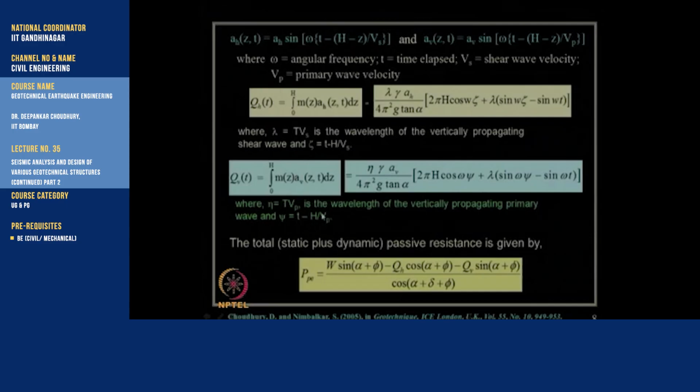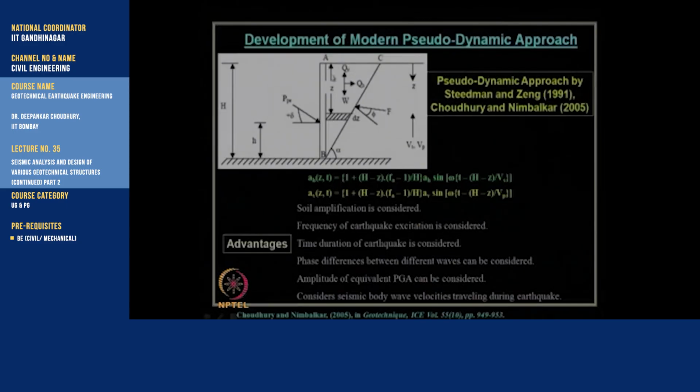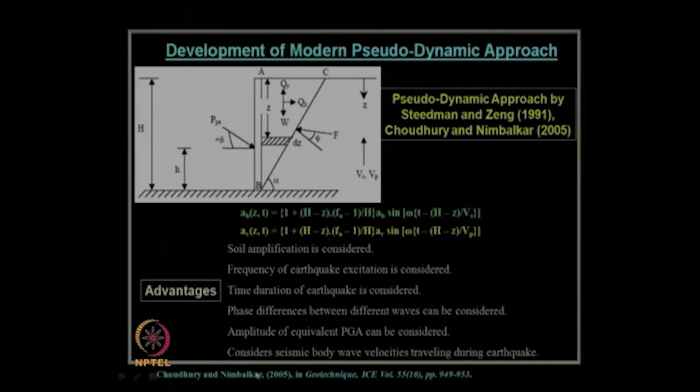The details can be obtained in this paper, Choudhury and Nimbalkar. Dr. Sanjay Nimbalkar was my first PhD student. This is a part of his PhD thesis work under my supervision at IIT Bombay. In 2005, this paper was published in the journal Geotechnique, published by the Institution of Civil Engineers, London. This is the volume number, page number.